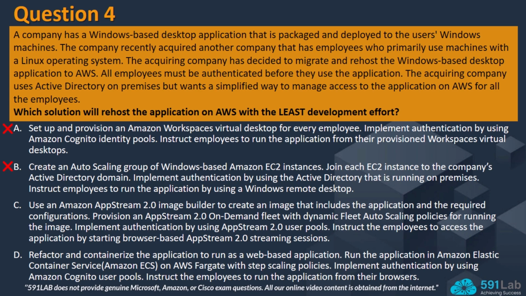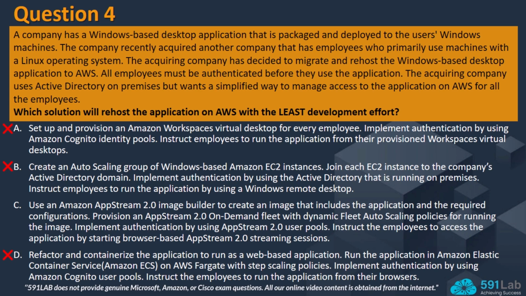Option D. Refactor and containerize the application to run as a web-based application. Run the application in Amazon Elastic Container Service on AWS Fargate with step scaling policies. Implement authentication by using Amazon Cognito user pools. Instruct the employees to run the application from their browsers. This option involves refactoring and containerizing the application, which requires significant development effort. While it leverages Amazon ECS on AWS Fargate for container orchestration and scaling, it may not be the least development effort compared to other options.